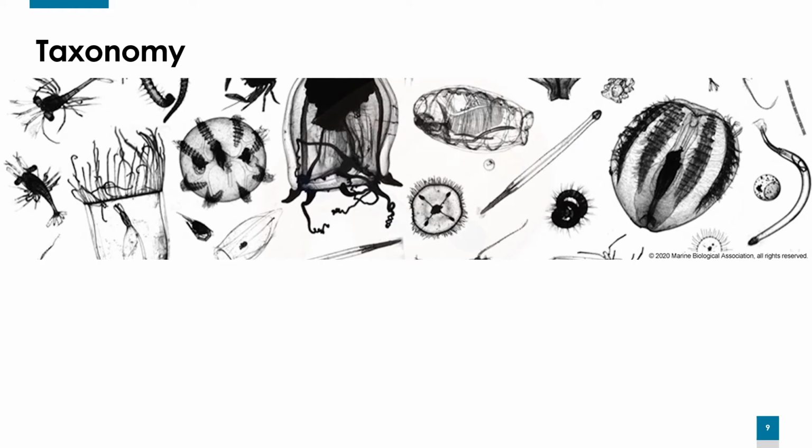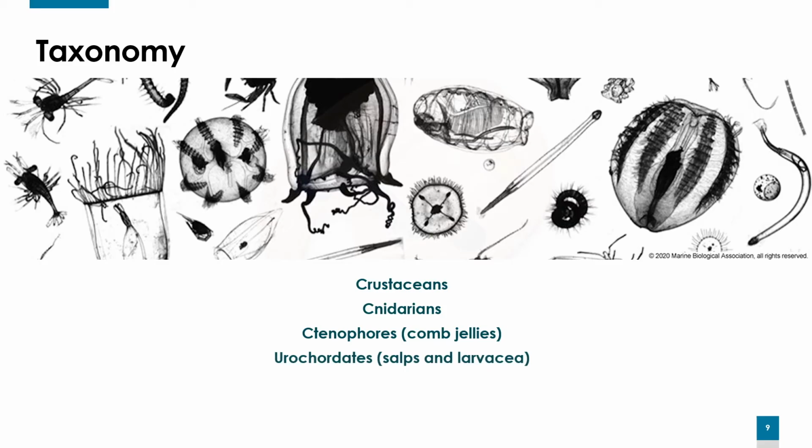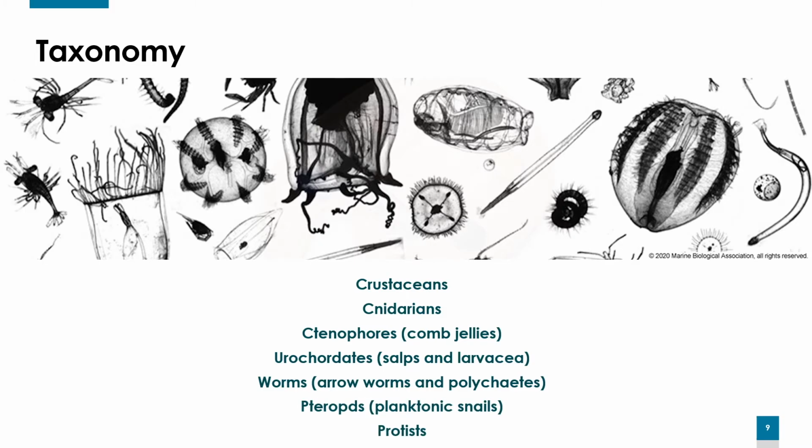Okay, so let's talk about taxonomy and the different phylums and subphylums of zooplankton. In the next couple of slides, I'll talk about these different groups and show a few examples of what they would look like and examples of the size that they can reach. The different groups I will be talking about today include crustaceans, cnidarians, ctenophores, aka comb jellies, urochordates, salps, and larvaceae. Worms could be arrowworms or polychaetes, pteropods, which are planktonic snails, and protists.